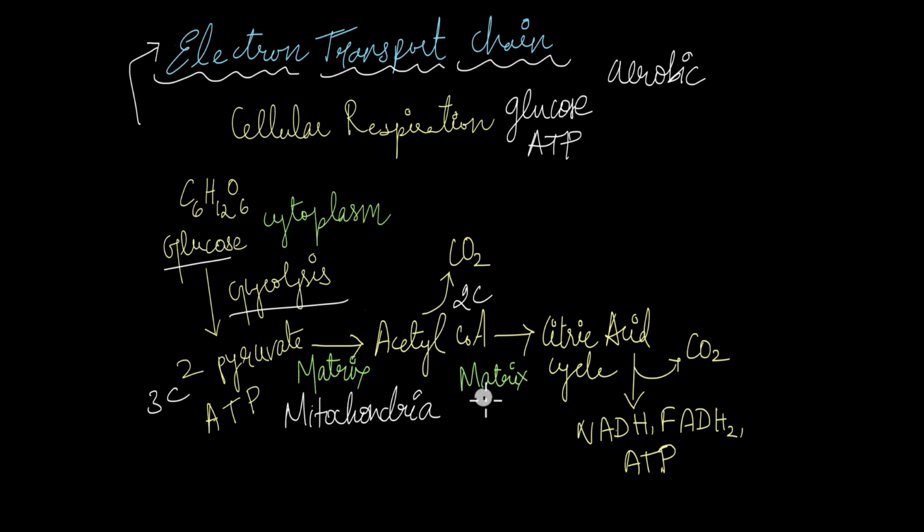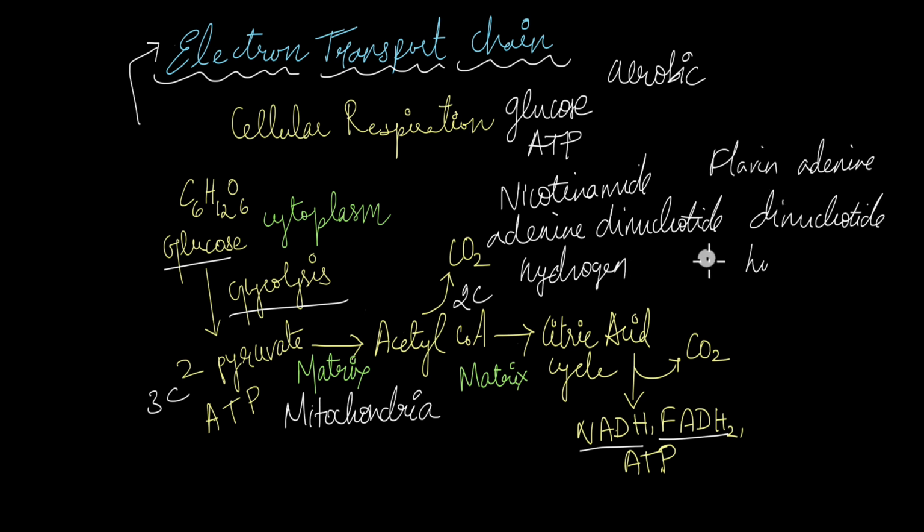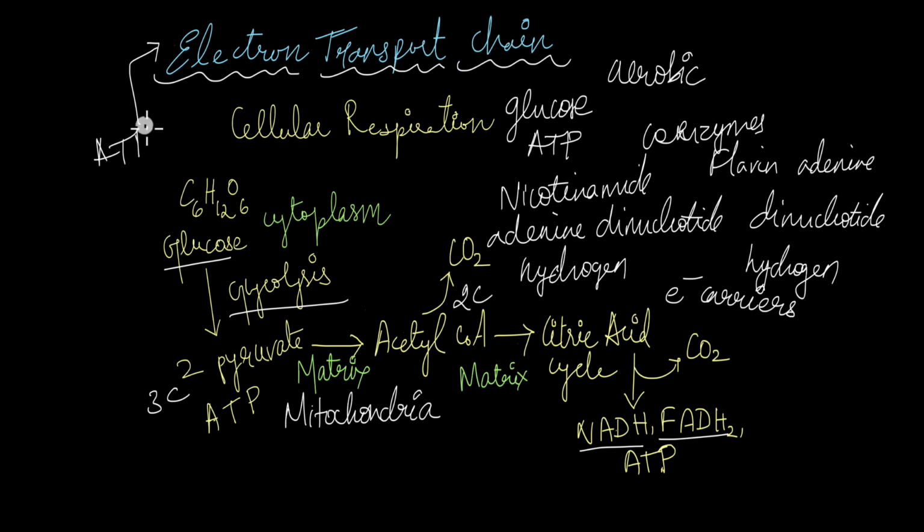In the matrix itself, this acetyl-CoA enters the citric acid cycle, as a result of which we get two important molecules, NADH and FADH2. NADH stands for nicotinamide adenine dinucleotide hydrogen. FADH2 stands for flavin adenine dinucleotide hydrogen. So what are these two, NADH and FADH2? These are coenzymes that are going to act as our electron carriers. They are going to participate in this electron transport chain and finally give a large yield of ATP.